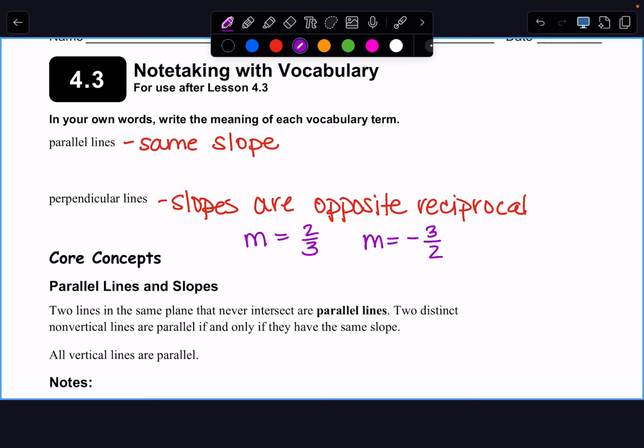Okay? And we're going to have to be able to do that in a variety of ways. Can we look at lines on a graph and determine it? Can we take 2 points from some lines and determine it? Can we take an equation and determine it? Okay. The only thing that matters is that our slopes are the same for parallel lines and our slopes are opposite reciprocal for perpendicular lines. So let's focus on parallel lines first.